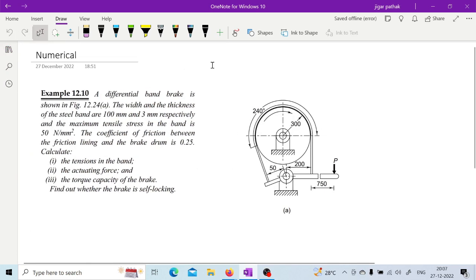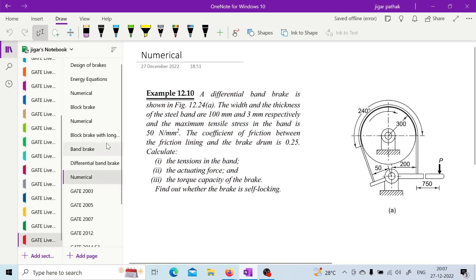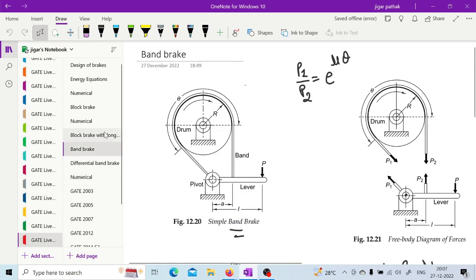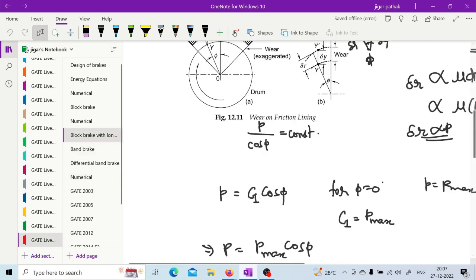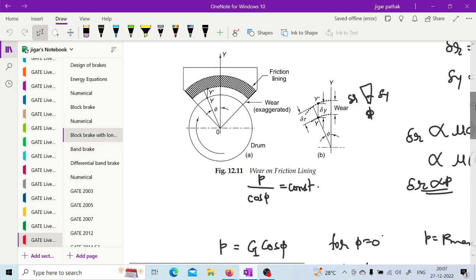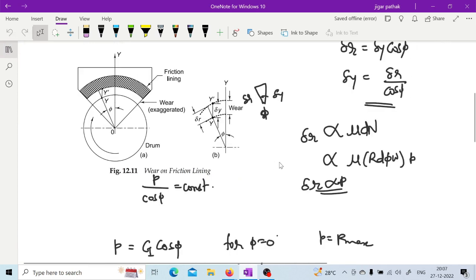Sir, can we go to the previous slide where delta r and delta y came into the picture? What is del r and what is del y? It is basically wear, as mentioned here. This is wear, which is taking place because of the forces acting in this particular brake shoe. So this delta y is in the vertical direction and delta r is along the radial direction.